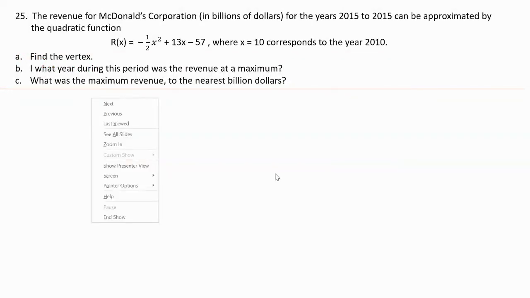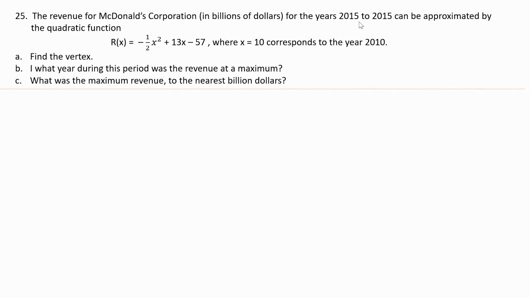Now, I believe this is the last problem for today because it's almost time. Yeah, we have a minute. This is how you apply quadratic equations or functions in real life. Hey guys, on the problem here, it should be from 2010 to 2015, right? I made a mistake here. It says here, the revenue for McDonald's Corporation in billions of dollars for the years 2010 to 2015. And I repeat, this is supposed to be 2010.